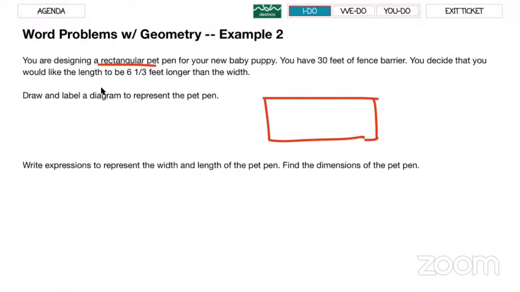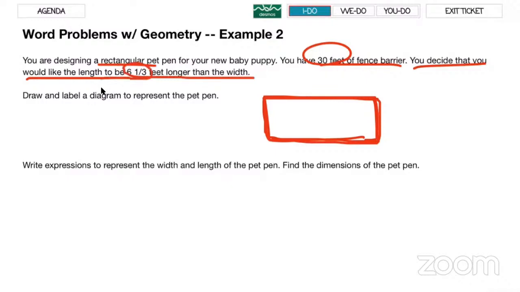So you have 30 feet of fence barrier. Because it's 30 feet of fence barrier that you want to build around your rectangle, it's a perimeter. That means when you add them all the way around the rectangle, it becomes 30 feet, okay? So you decide that you would like the length to be 6 1/3 feet longer than the width, okay?